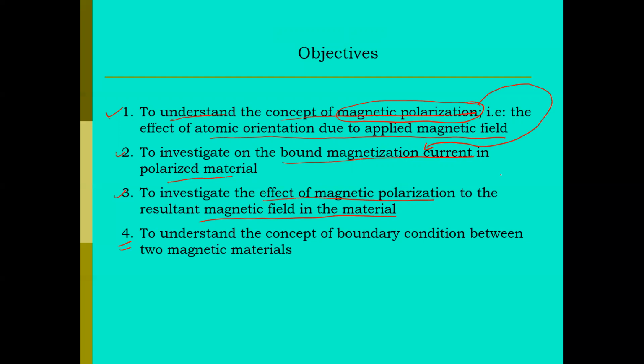We're going to find a relationship between the flux density B and the magnetic field intensity H, to see what the direct relationship between B and H is in a magnetic material. That should be the third objective for the first topic of lecture 19. And the fourth objective, related to the second topic of lecture 19, is to understand the concept of boundary condition between two magnetic materials.